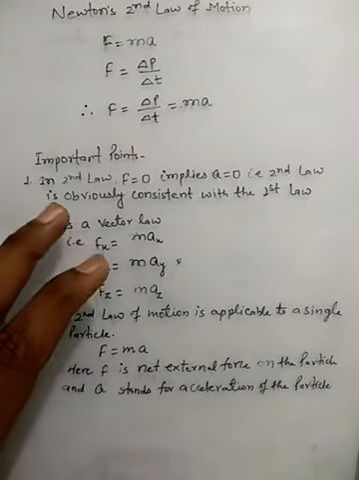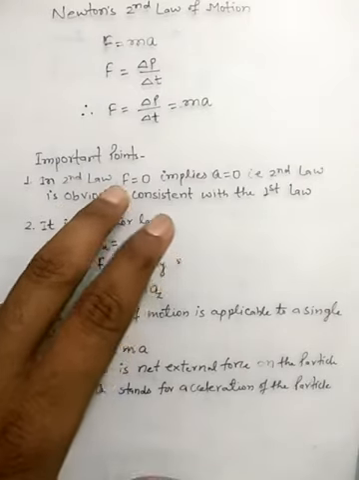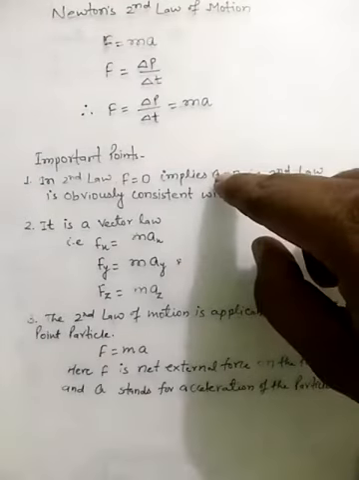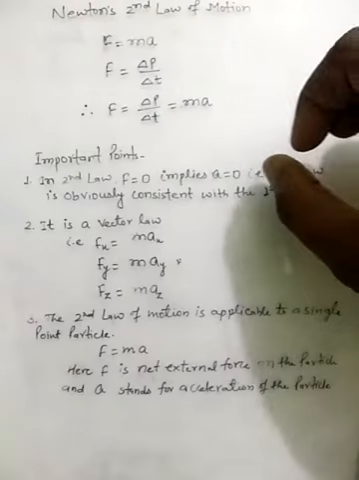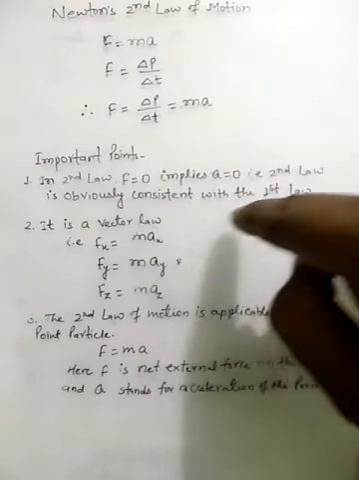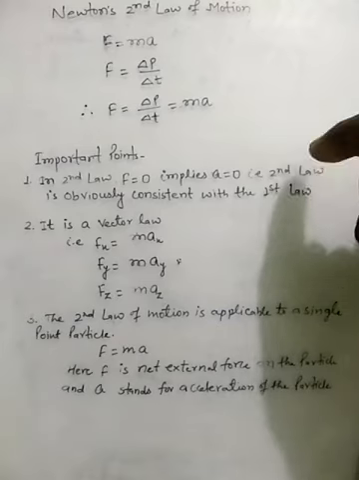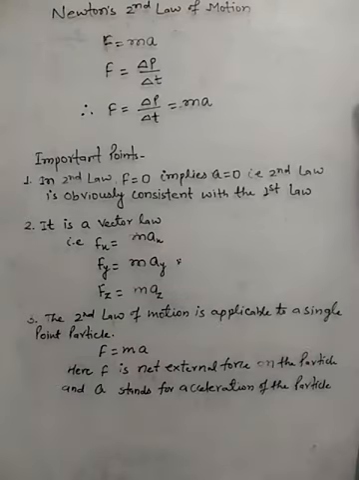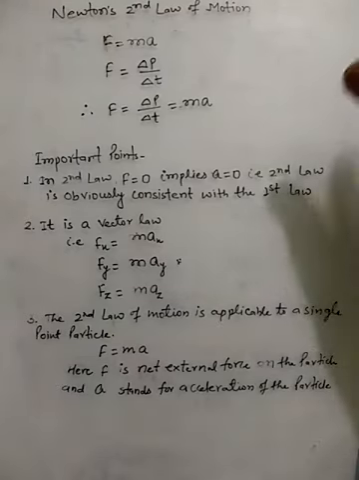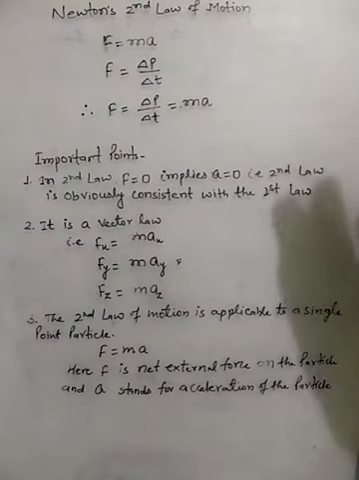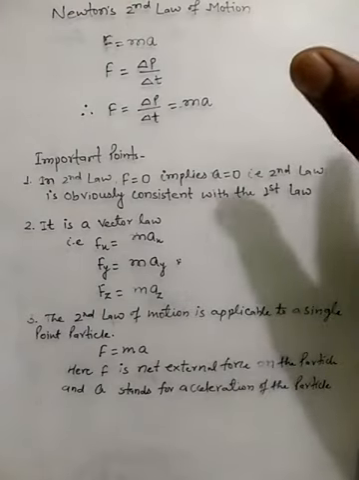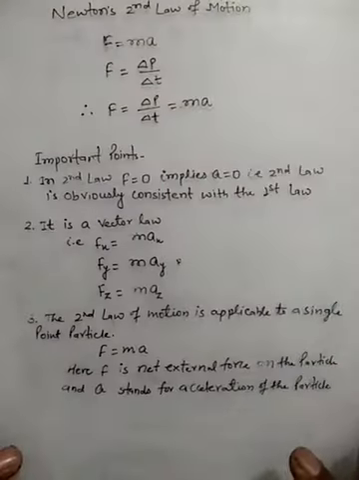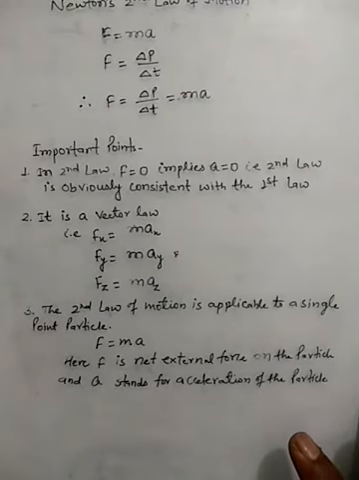The first point is that in the second law, if F equal to 0, it implies that a is also 0, the acceleration will be 0. Here the second law is obviously consistent with the first law. In the first law we discussed that if the net force is 0, then the object is at rest or moves with uniform velocity, that is, acceleration will be 0. This point follows the first law of motion.